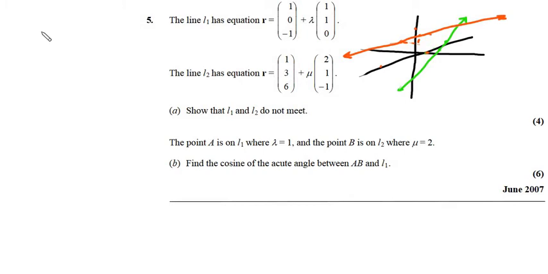Okay, so how do we prove that they're not going to meet? If L1 and L2 meet, then we should be able to find a lambda, a direction that you can travel in on this line, and mu, the direction you're going to be able to travel along on this line, where these guys meet. So how do we show that we don't?